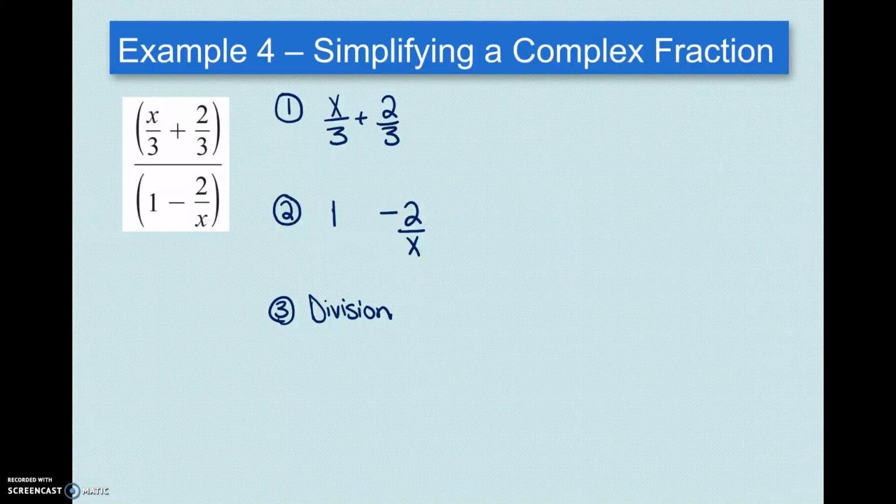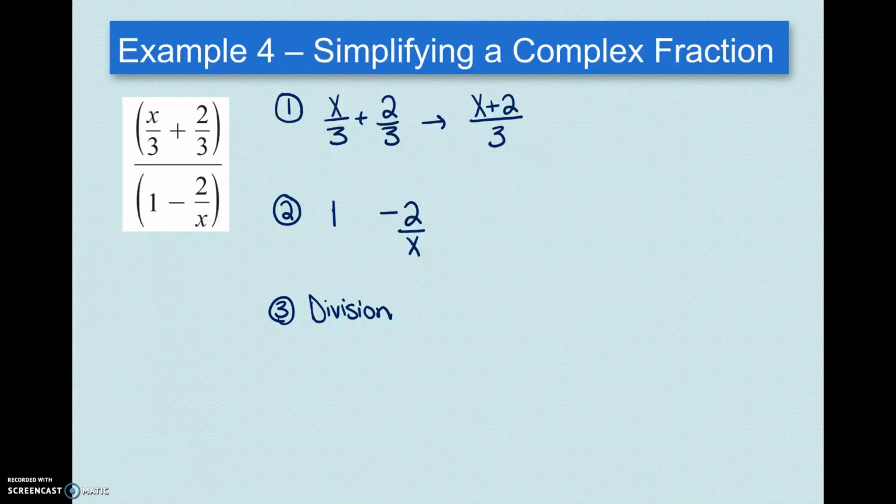Okay, so let's start with part 1, the original first numerator. Do x over 3 and 2 over 3 have the same denominator? Yes. If they have the same denominator, you can add the tops. That is x plus 2 over 3. So our simplified numerator is x plus 2 over 3.